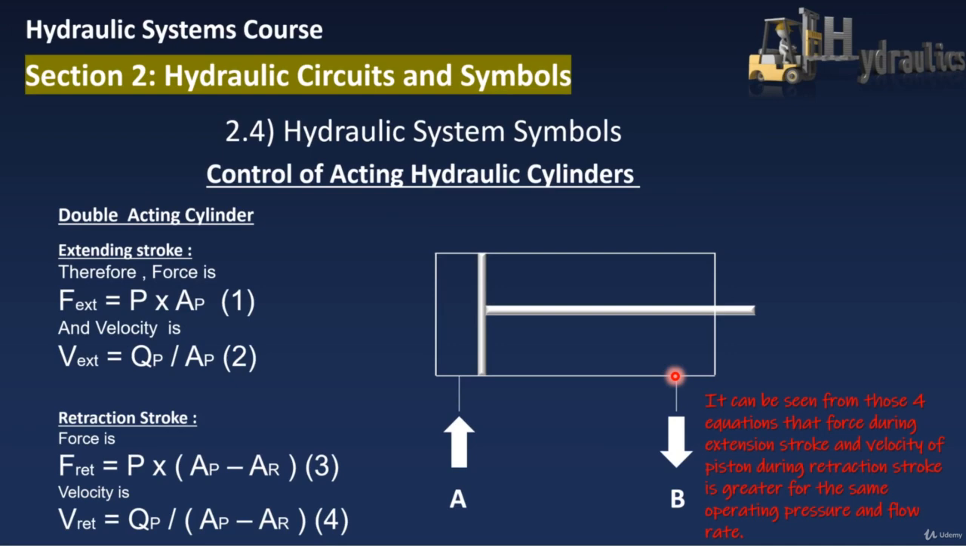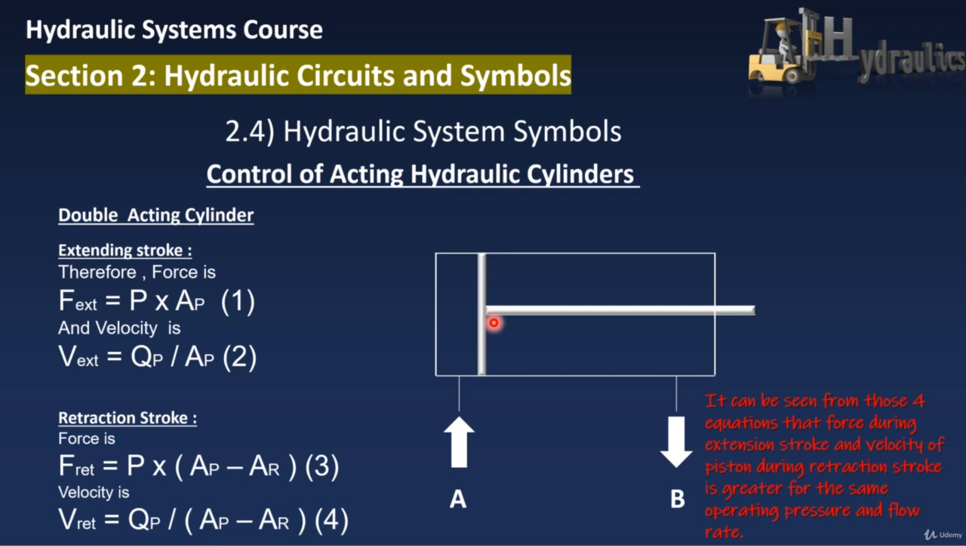So, to refresh the formulas, when we are doing an extending stroke, we have the force of extension equal to P, the constant pressure, multiplied by the piston area, and the velocity of this piston movement can be calculated as Q divided by the piston area. However, for the retraction stroke, the force of retraction will be equal to P multiplied by the area, which is the piston area minus the rod area, and the velocity during the retraction stroke will equal the flow rate divided by the area of the piston minus the area of the rod.